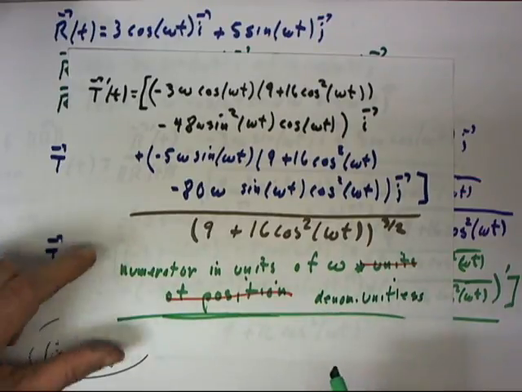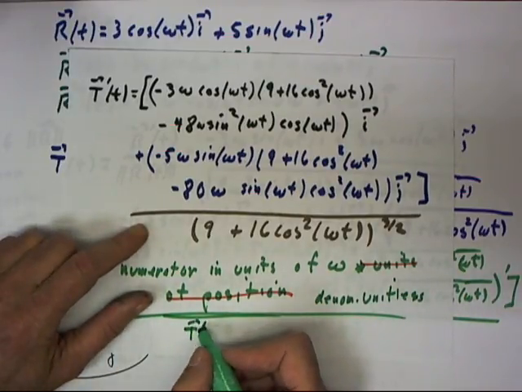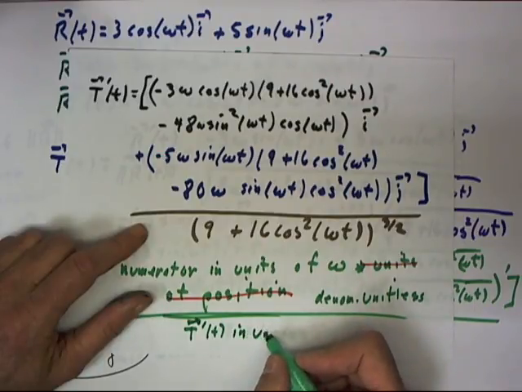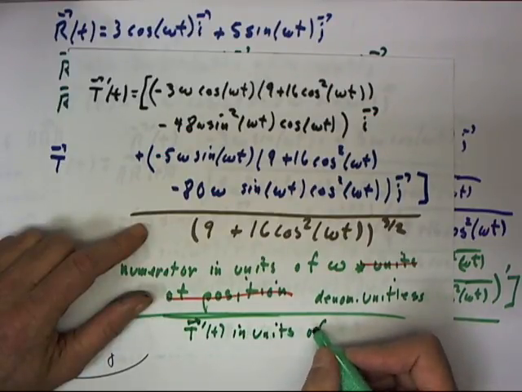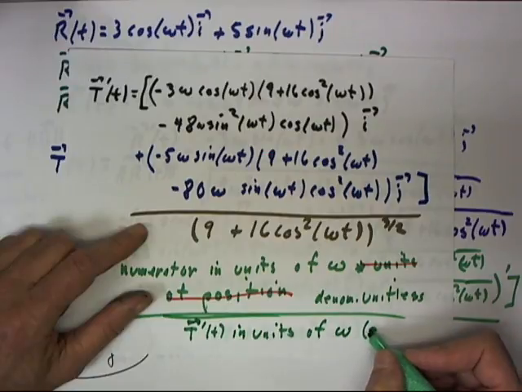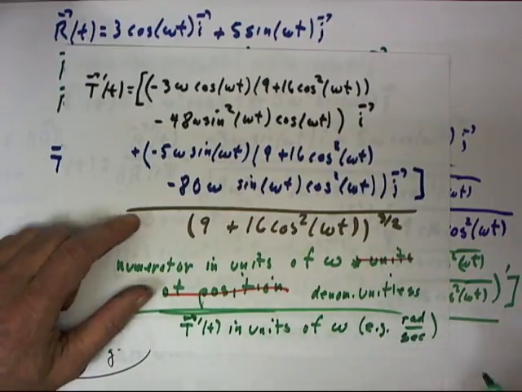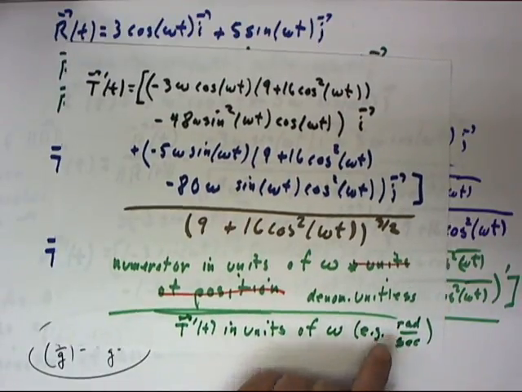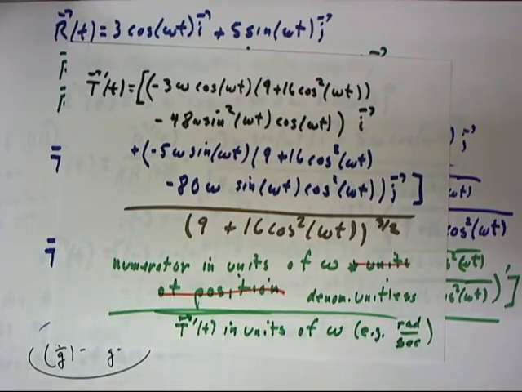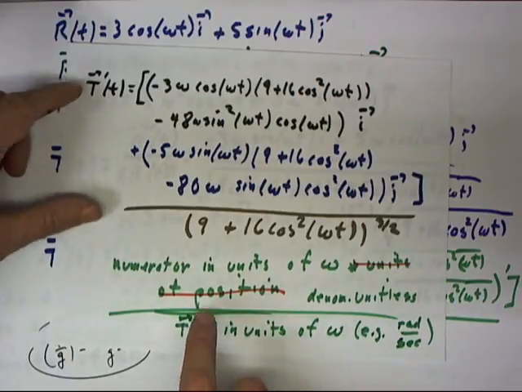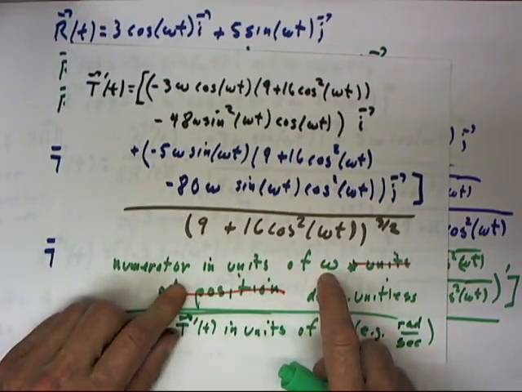So that T prime of t is in units of omega, and a typical unit, probably not for motion of a planet, but would be radians per second. That would be our SI unit of omega. So that T prime of t does come out in units of omega.